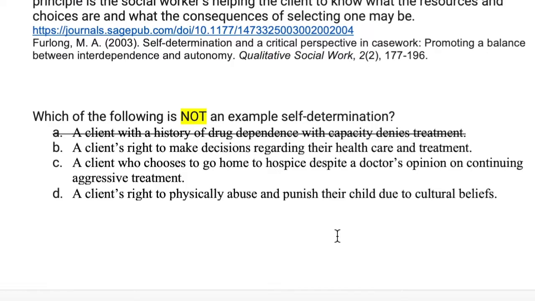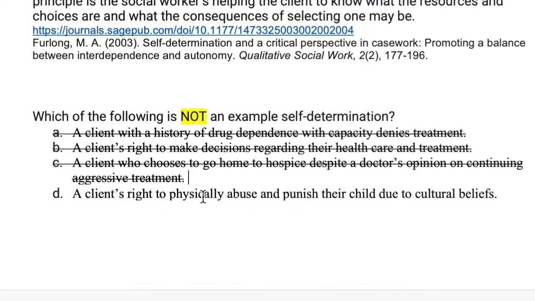Option B, a client's right to make decisions regarding their health care and treatment. This is an example of self-determination because, again, we are supporting the client to make decisions about what they want to do with their treatment and their health care. Option C, a client who chooses to go home to hospice despite a doctor's opinion on continuing aggressive treatment. Obviously you can't just use hospice if you don't meet the criteria, so we're making the assumption that this client meets criteria for hospice. They choose to go home to hospice, even though a doctor may want to offer more aggressive treatment. We still want to adhere to their self-determination. This would be an example of self-determination.